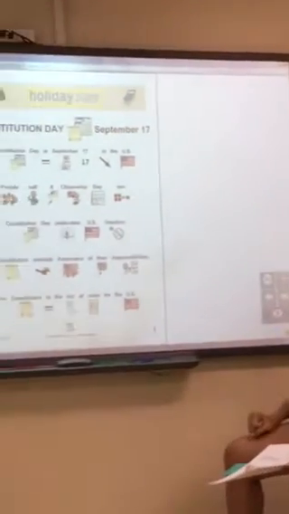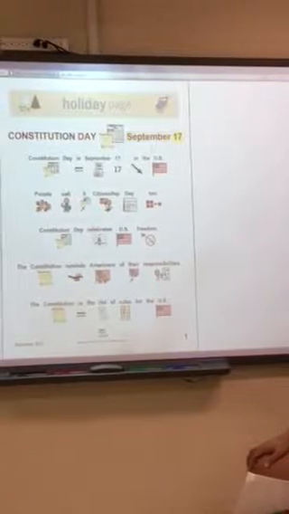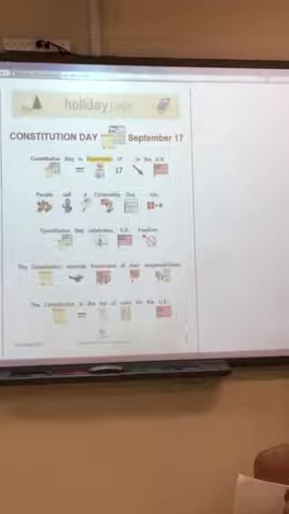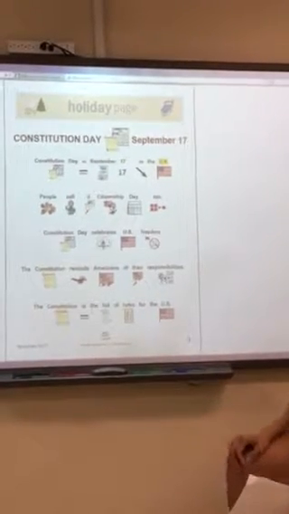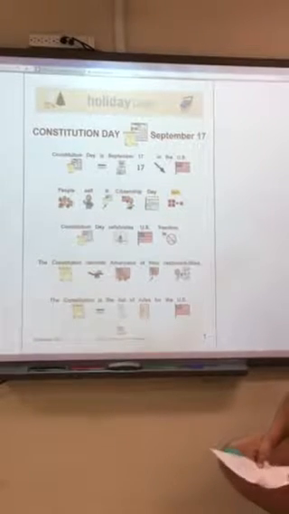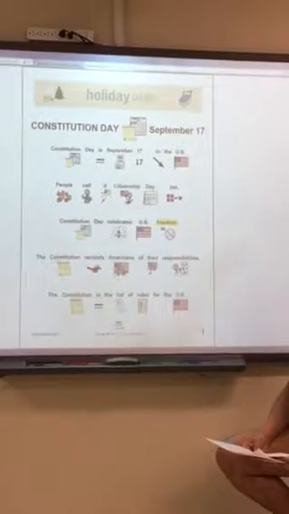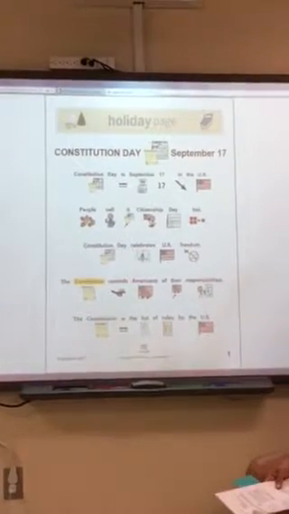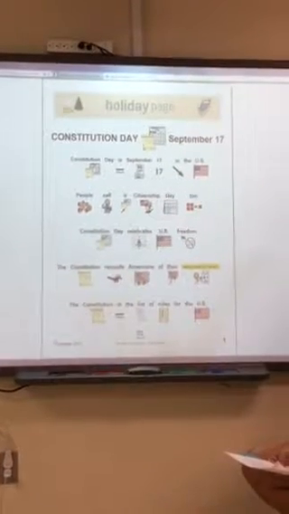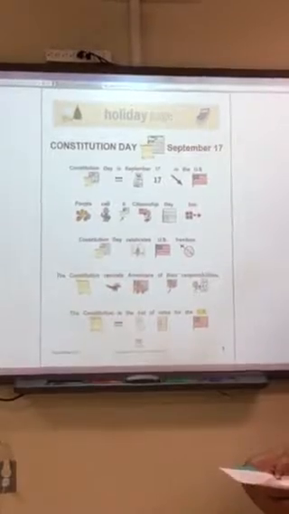Holiday page. Spell loud. Constitution Day, September 17th. Constitution Day is September 17th in the U.S. People call it Citizenship Day too. Constitution Day celebrates U.S. freedom. The Constitution reminds Americans of their responsibilities. The Constitution is the list of rules for the U.S.